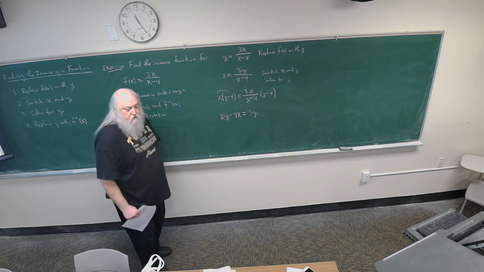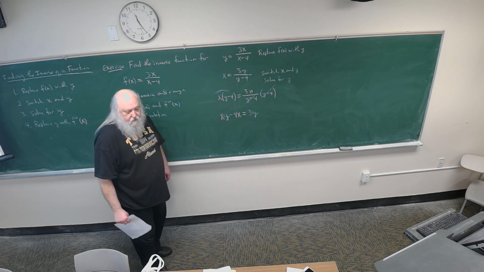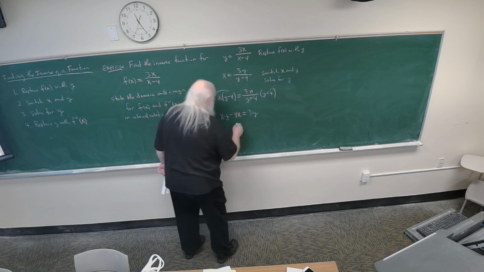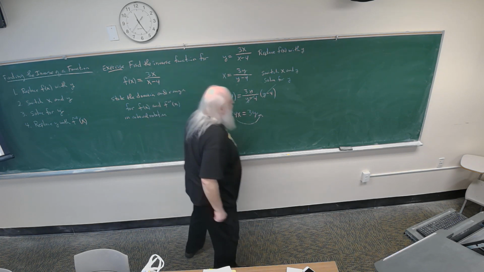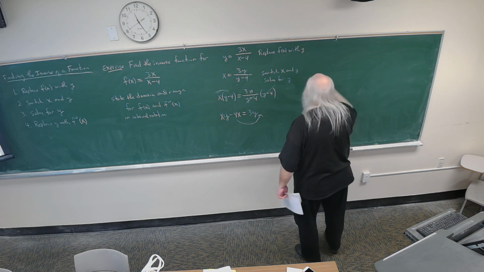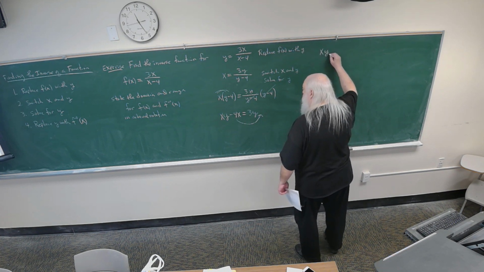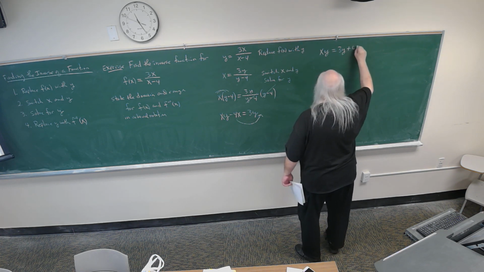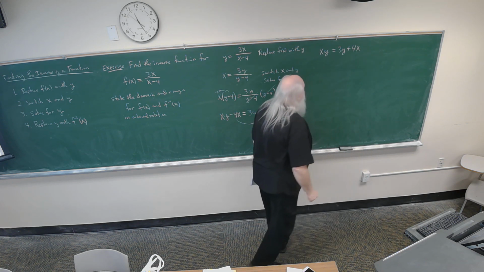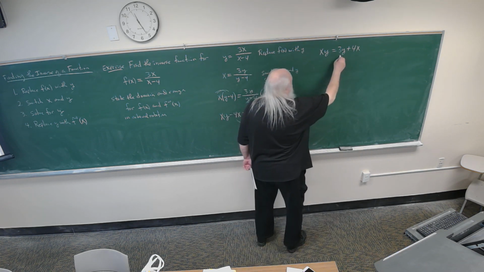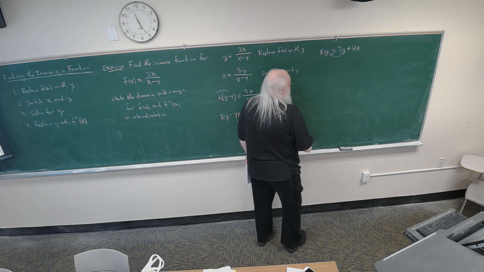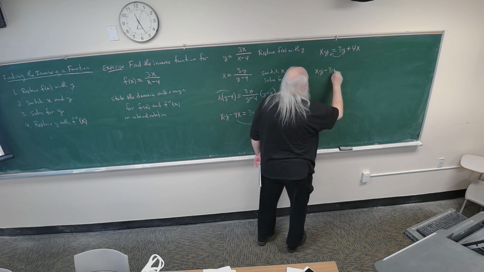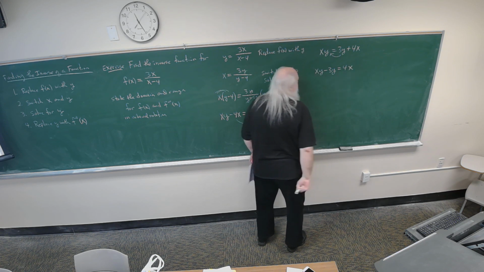How do I know to do this? Because I've done it 50,000 times, right? Practice, practice, practice. That's why you do homework. So let's move the minus 4x to the right-hand side by addition. And we have xy is equal to 3y plus 4x. And now I'm going to subtract the 3y from both sides. So I move the plus 3y on the right-hand side to the left side by subtraction. And I have xy minus 3y is equal to 4x.